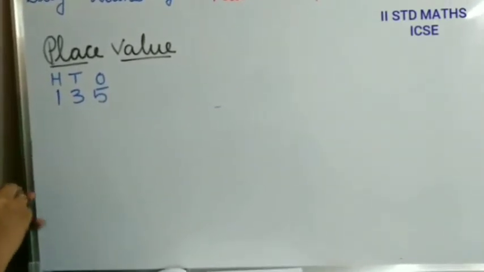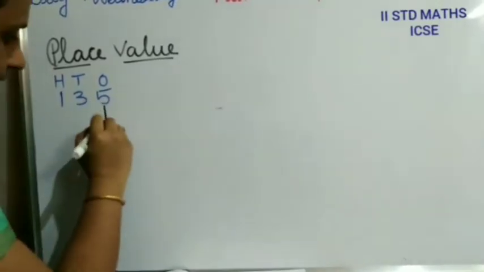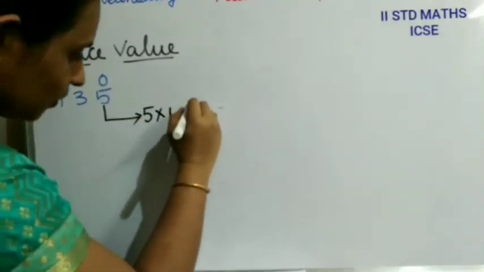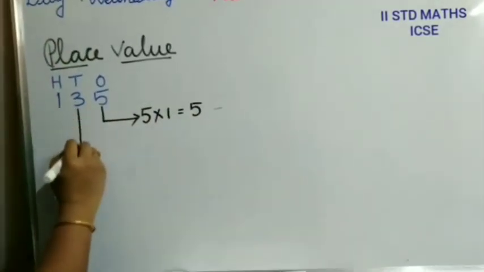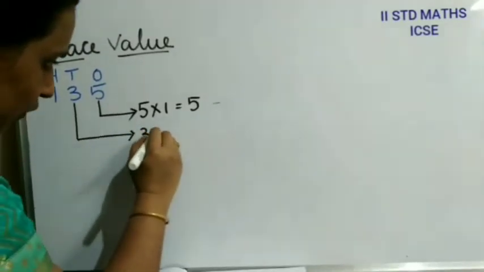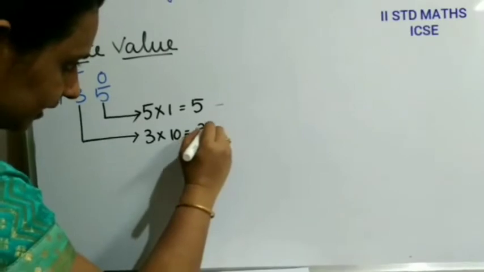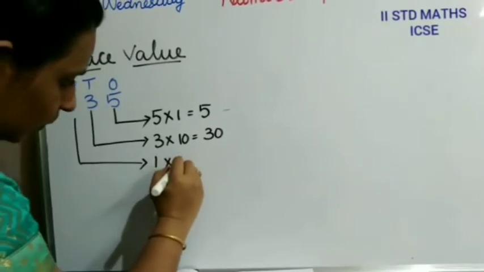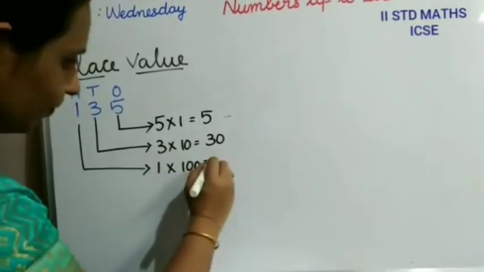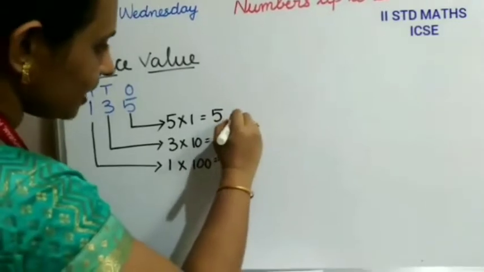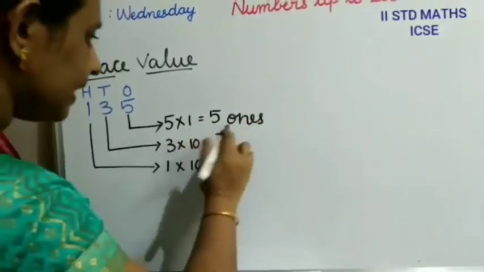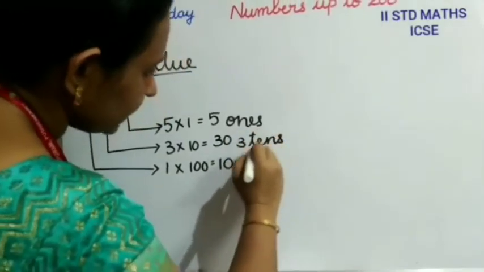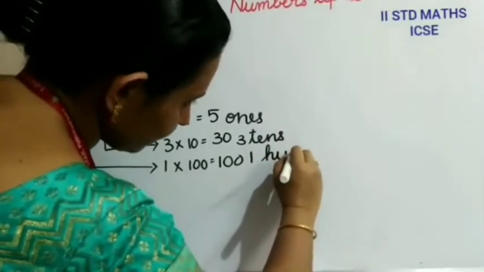When we are writing the place value, how many ones are there, children? There are 5 ones. So 5 into 1 is equal to 5. Then how many tens are there? 3 tens. 3 into 10 is equal to 30. Then how many hundreds are there? Only 1. So 1 into 100 is equal to 100.